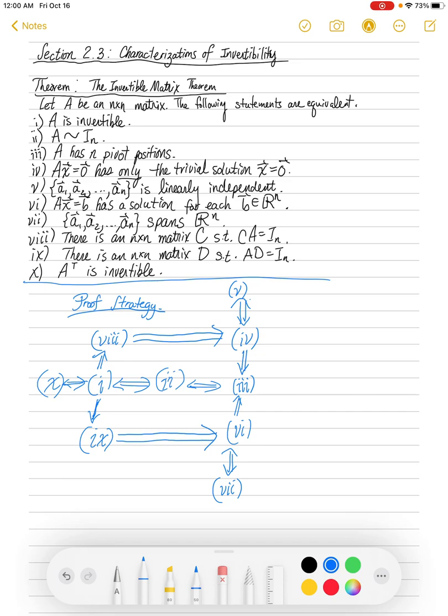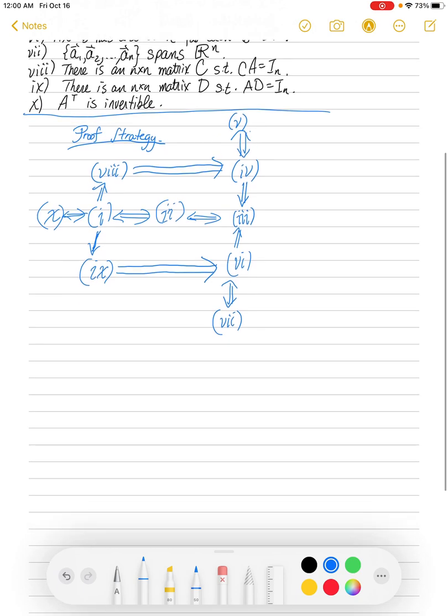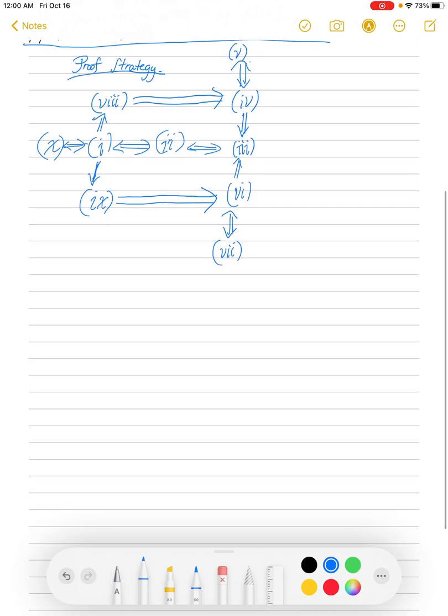And then number 8, there's an n by n matrix C such that CA is the identity. And number 9, there's an n by n matrix D such that AD is the identity. And number 10, A transpose is invertible. So each of these 9 other statements is the same as just saying A is invertible. I'm giving a proof strategy for how I'm going to go about proving this.